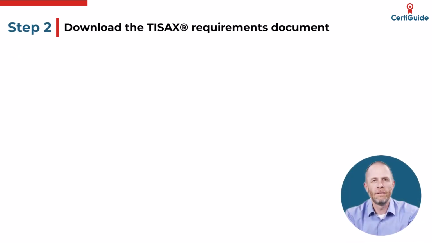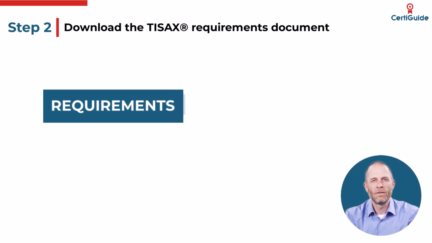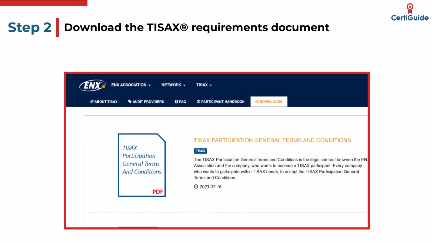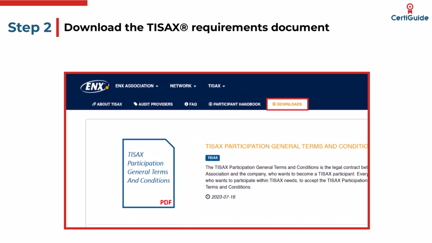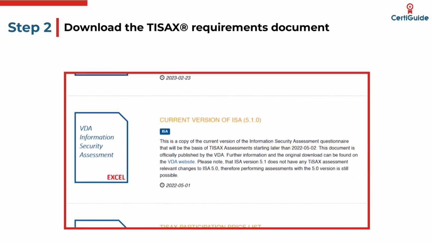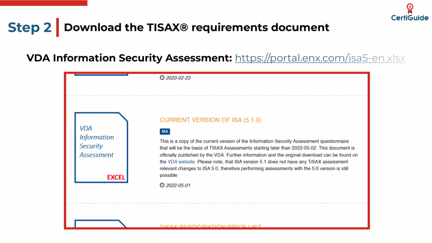Step 2. Download the TISAX requirements document. In this step, we will visit all TISAX requirements and take a look at how they are organized and written. Later, we will find out which of them you will have to implement. The TISAX requirements are in one single document that can be downloaded from the ENX portal for free. Here's the website. Please download the following document from said website, VDA Information Security Assessment. This link will download the official TISAX requirements Excel file to your computer. It contains all the requirements that TISAX can impose on your organization.